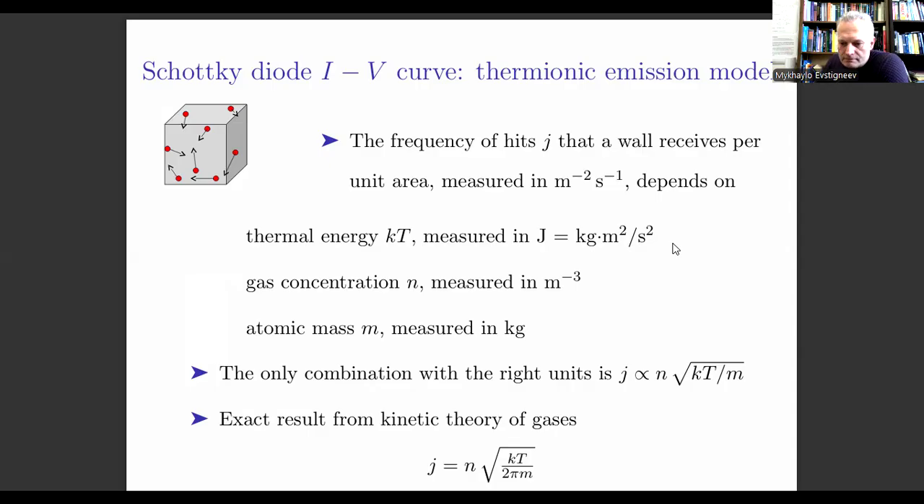The frequency of these kicks is measured, so it is the number of kicks per unit time per unit surface area. So this frequency of kicks, let's call it lowercase j, is measured in the same units as the particle current density or the particle flux, that is inverse centimeter or meter squared inverse second. Now we wish to express this frequency j in terms of the known parameters. What can it depend on?